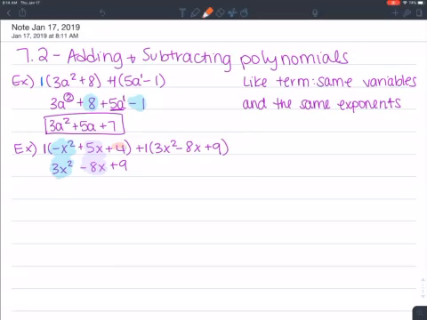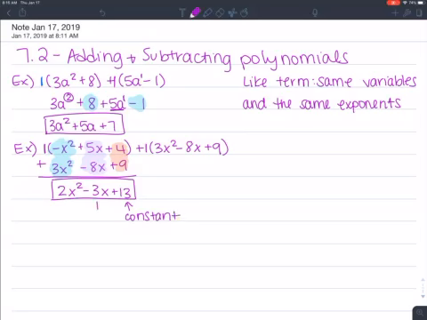These have the same variable with the same exponent. And these both are lacking variables. So if I add straight down, then I get 13. This is negative 3x, and this is 2x squared. Okay. Now, just for literacy terms, so this is your constant term. This is your linear term. And this is your quadratic term. And I know that based off of the exponent.